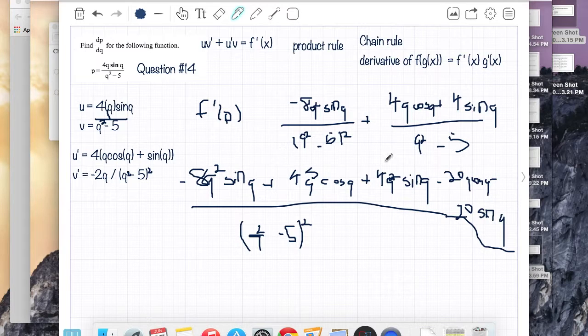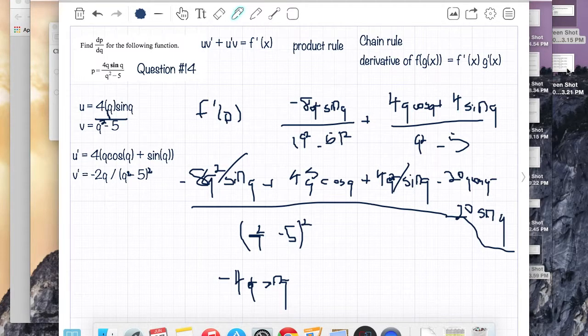There are two of these terms, so we're just going to add them together. We're going to get minus 4q squared sine q. And then all the other terms are just the same as right here, so we don't need to write them out because this is just a multiple choice question.